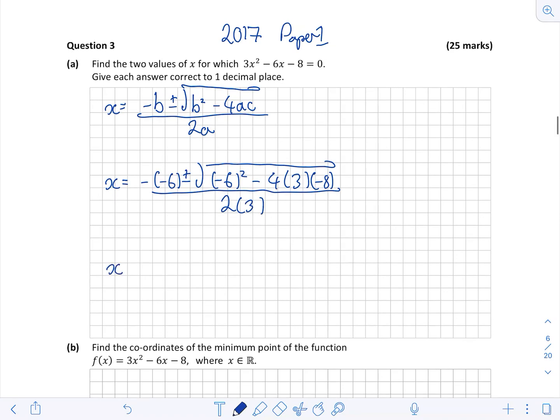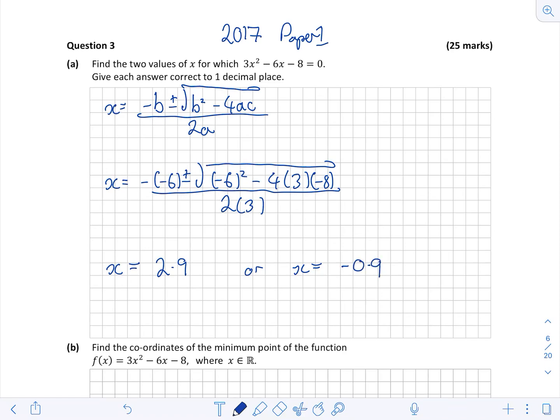So we can bash it into our calculator and see what we get. We should try and do that in one big step. We start off with a fraction: minus minus 6 plus the square root of minus 6 squared minus 4 times 3 times minus 8, and that's all over 2 times 3. And that's equal to 2.9. Or x is equal to, and then I scroll back into it and change that plus to a minus, and I get minus 0.9.